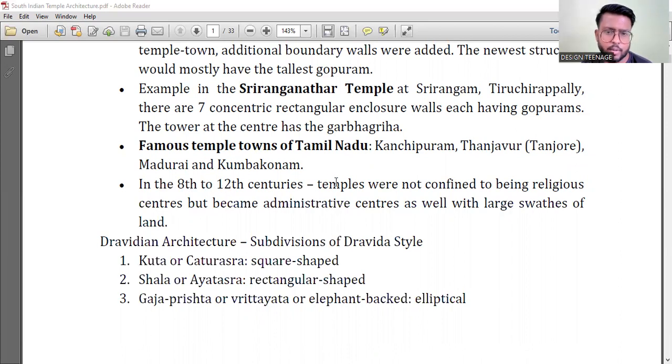Then the 8th to 12th century temples were not confined to being religious centers, but became administrative centers as well, with large stretches of land. Now why is that? Because there is a dark side of the temples as well, to a certain extent. You will see the same kind of influence in Christian churches actually. Have you studied about the Roman Empire and the Orthodox churches in depth?